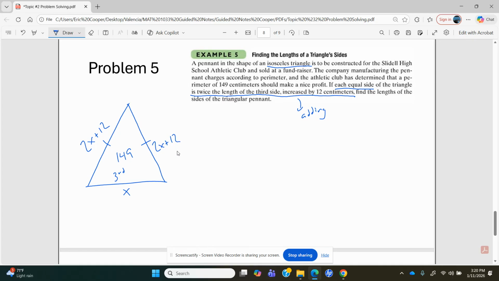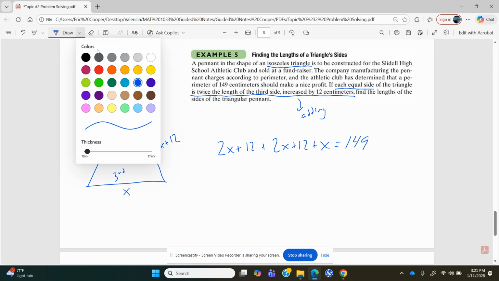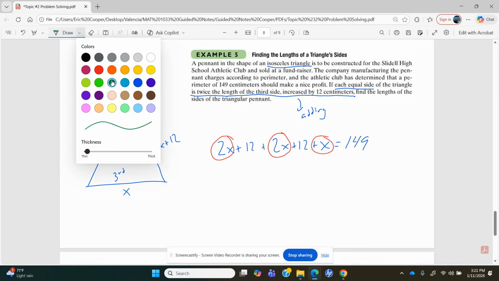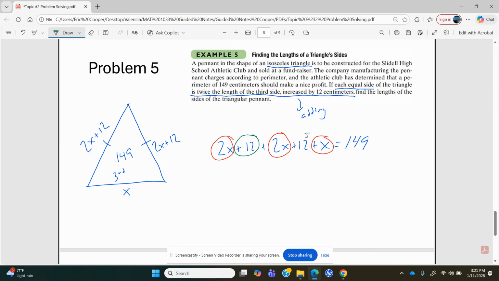Now we know all the sides of the triangle, and we know that the perimeter adds up to 149. So we can go through and say that adding up each of these sides of this triangle will equal 149. Now let's combine like terms and solve for x. Here I've got 2x, 2x, and 1x that'll combine. And then I've also got 12 and 12 that'll combine.